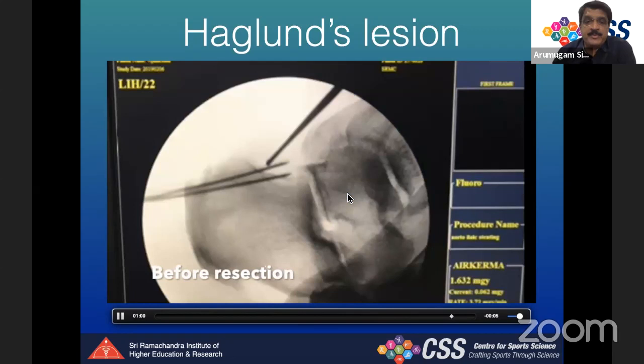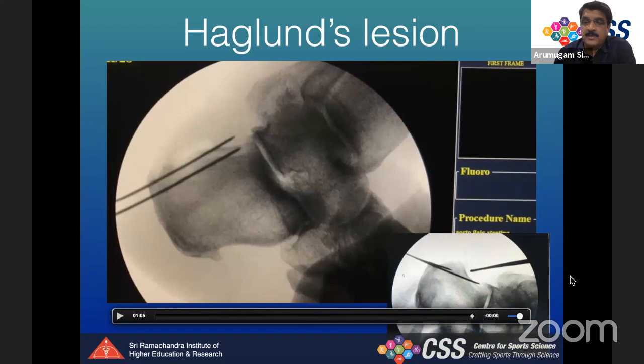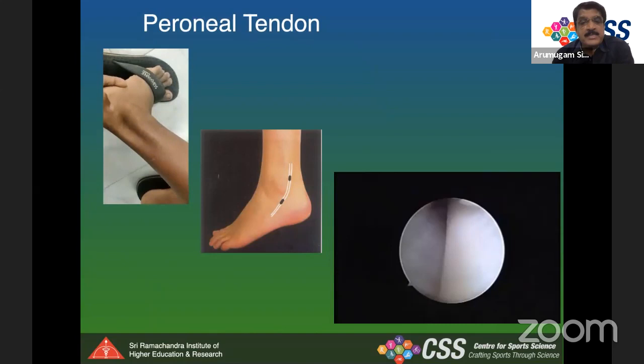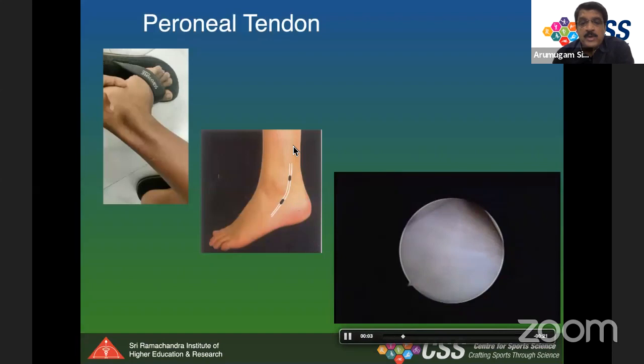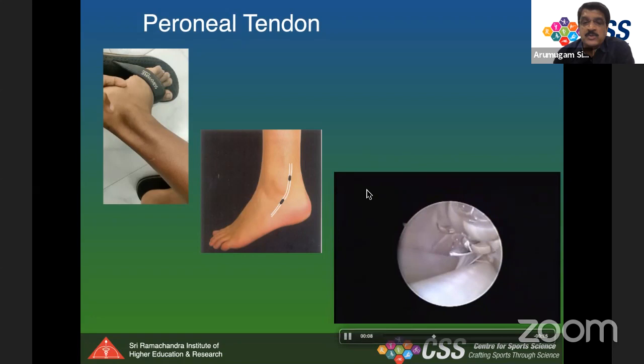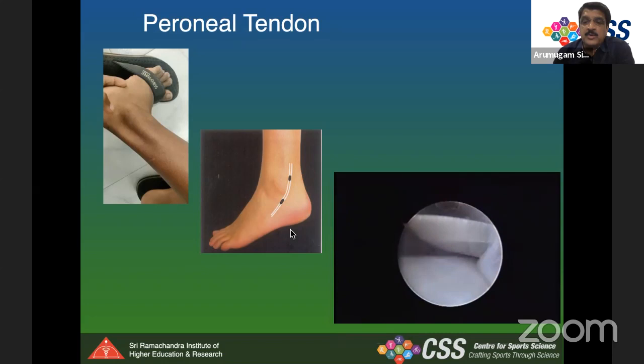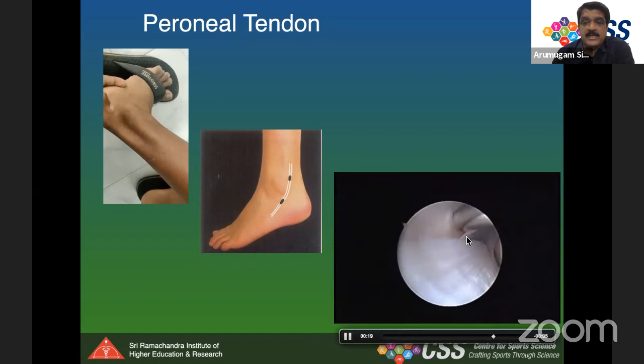That's the pre-op, and this is the post-op after the resection. So it is a simple technique, you can do that. The other one is peroneal tendon subluxation, which is quite common. Using the wrist arthroscope, we can go into these tunnels, peroneus brevis and longus, and it's also possible to deepen the sulcus groove so that the tendon doesn't come out, and you can also repair the fascia so that the tendon doesn't dislocate.